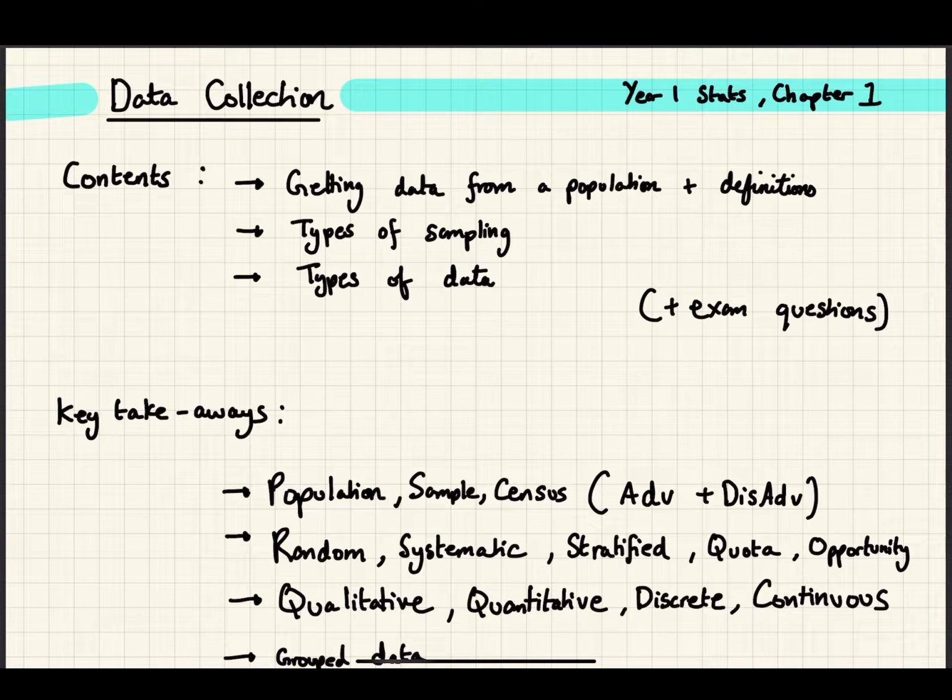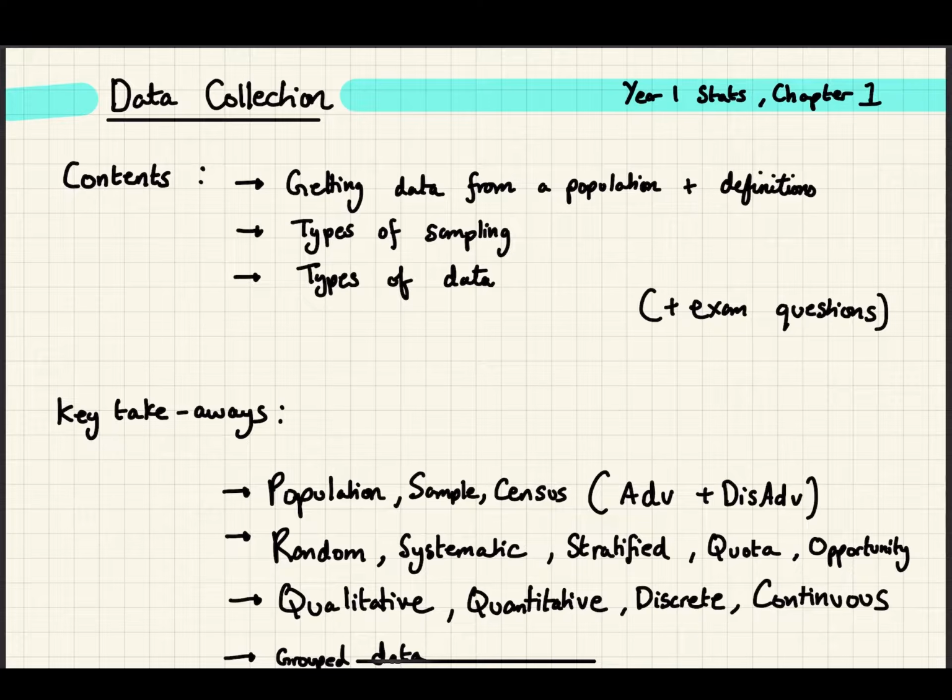In this chapter, we'll be looking at getting data from a population and a couple of definitions of different kinds of words that you might see every now and then. We'll look at different ways you can take a sample from a population. There are a few different types of those, and we'll take a look at that. We'll also look at different types of data, such as continuous data, discrete data, and so on. And we'll also take a look at some kinds of questions that might come up for this.